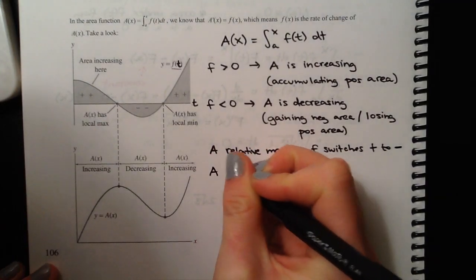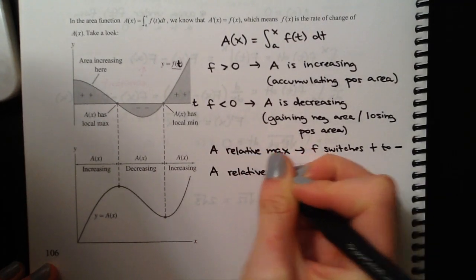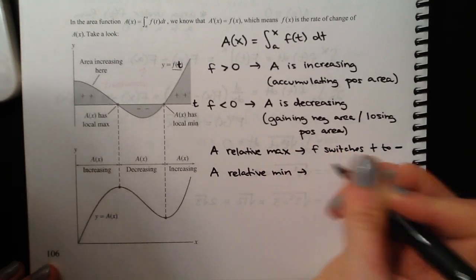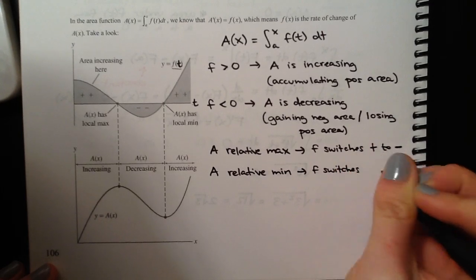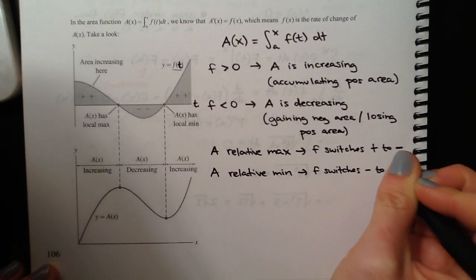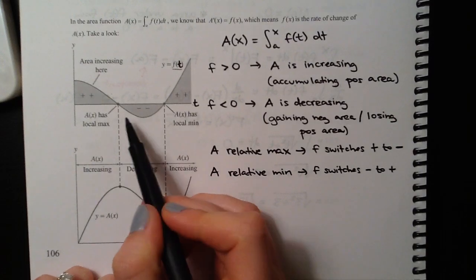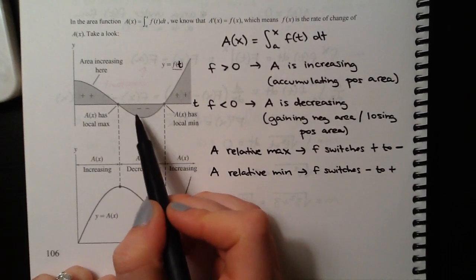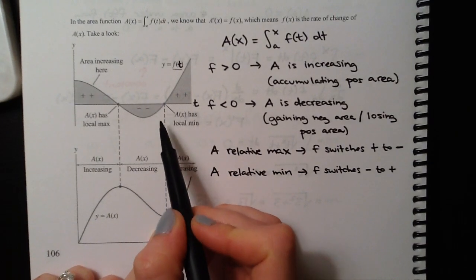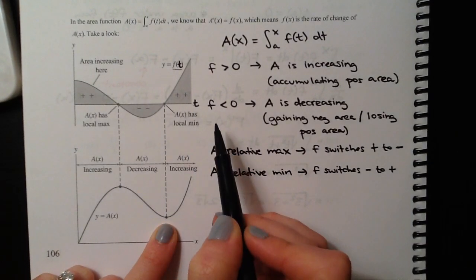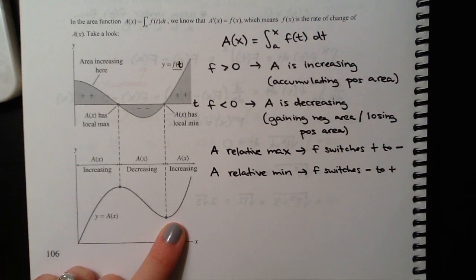A has a relative min at the exact opposite point, whenever f switches from negative to positive. Okay, that happens right here. I'm picking up negative area, which means my area is decreasing. Then I start picking up positive area, which means after my area function was decreasing, it turns around and starts increasing. So that is going to be a local min.